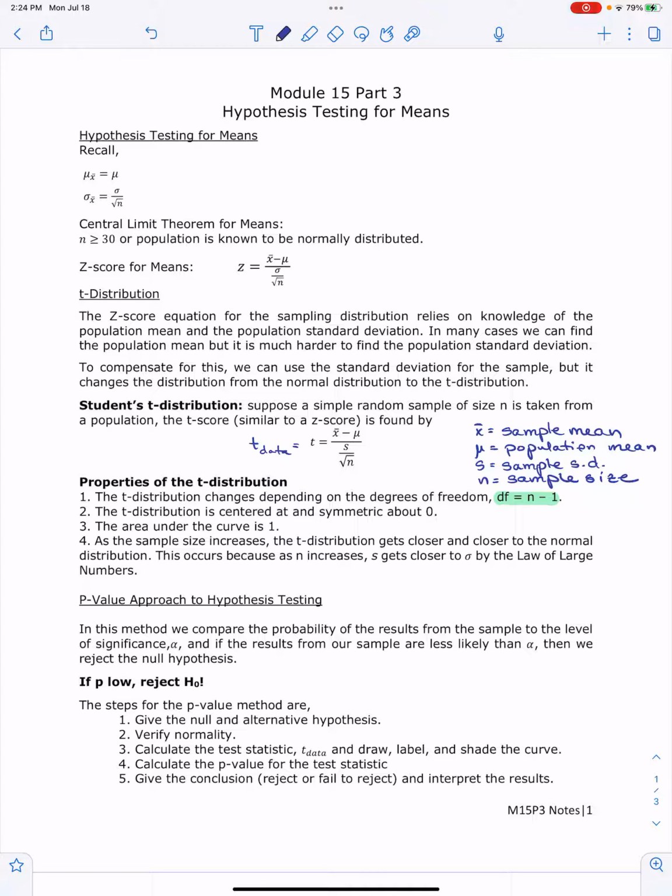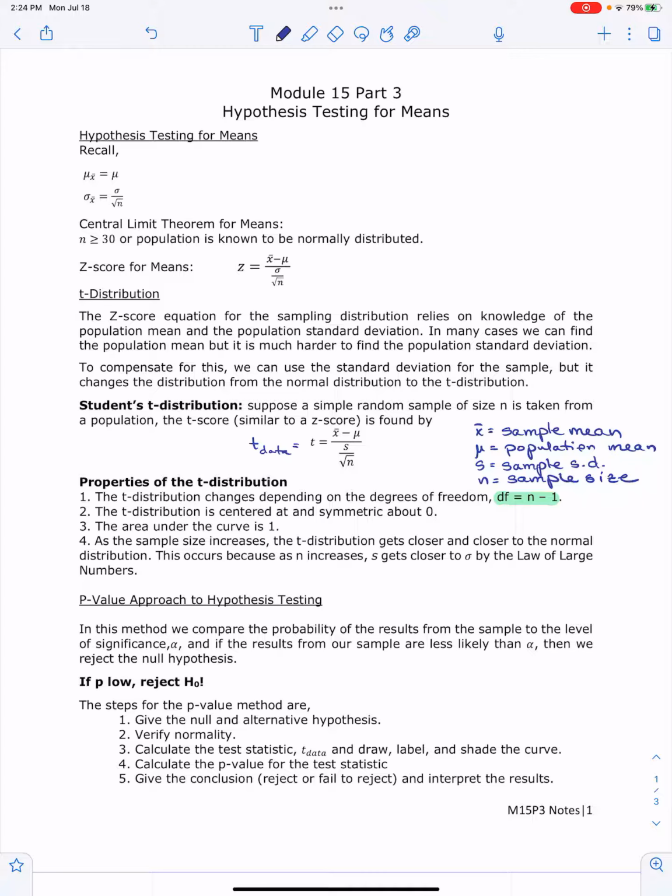The t-distribution changes depending on the degrees of freedom. It is centered at and symmetric about 0. The area under the curve is 1, so consistent with our normal distributions. As the sample size increases, the t-distribution gets closer and closer to the normal distribution.